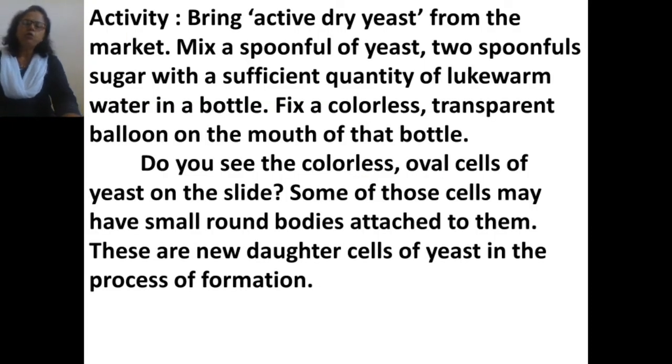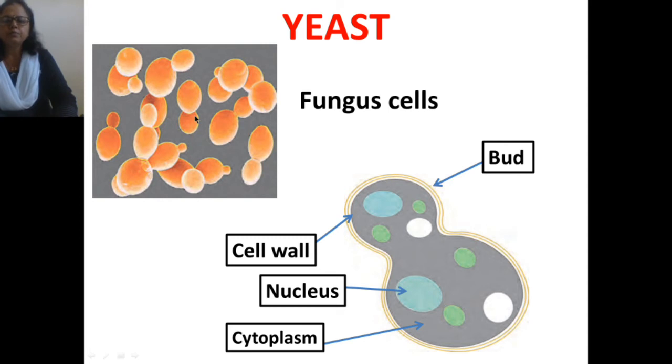Now see how we can see the yeast. Bring active dry yeast from the market. Mix a spoonful of yeast to spoonful sugar with a sufficient quantity of lukewarm water in a bottle. If we want to see the yeast, fix a colorless transparent balloon on the mouth of that bottle. Do you see the colorless oval cell of yeast on the slide? Some of those cells may have small round bodies attached to them. These are new daughter cells of yeast in the process of formation. Means this figure. See this.